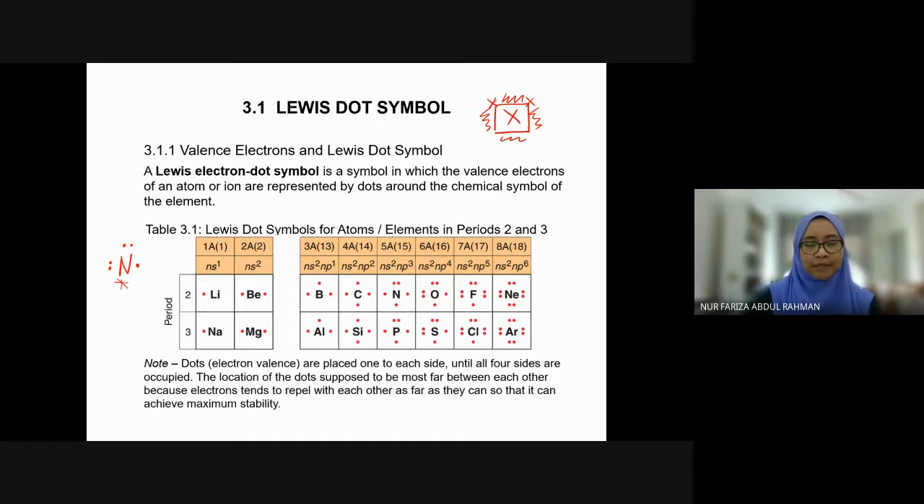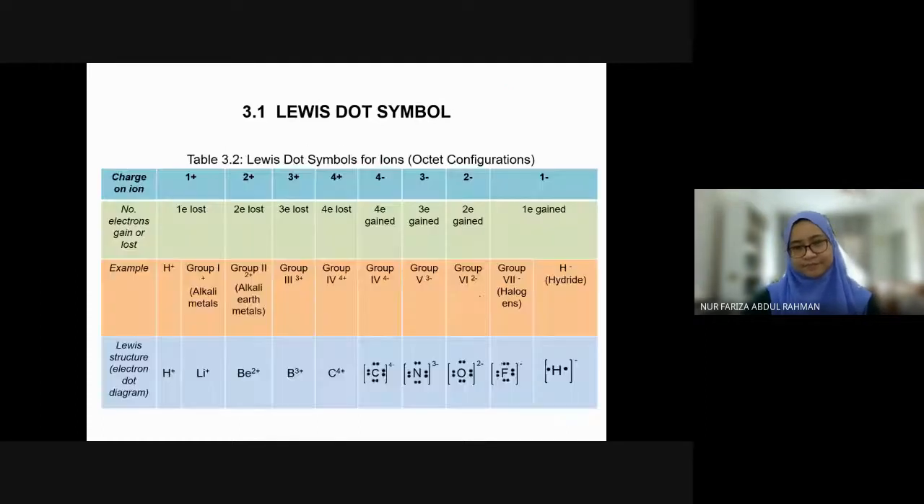Okay, samalah juga for oxygen. Start dengan 4 dulu, all the 4 sides, and then baru dia start pairing up. So as you can see neon, all of the sides have 2 dots. Okay, fluorine ada satu lagi elektron yang tak ada pasangan. Okay, group 17. Okay, alright. So those are for the atoms.